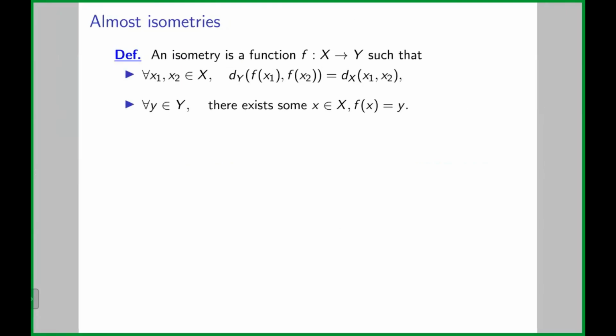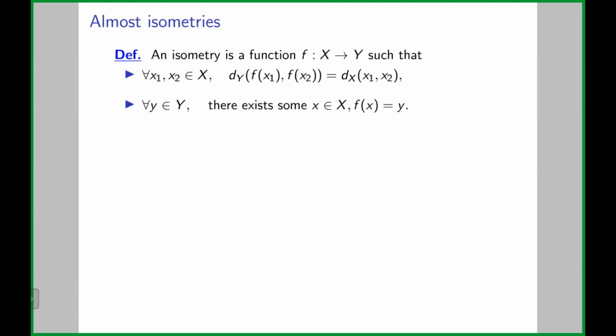Consider that you have two compact spaces, X and Y, and some function f. It is an isometry if it satisfies two things. The first one is that for every two points, x1 and x2 in X, the distance between f of x1 and f of x2 equals the distance between x1 and x2. That is, it preserves the distance. The second is that for all y in Y, there exists some x such that f of x equals y. That is, it is surjective.